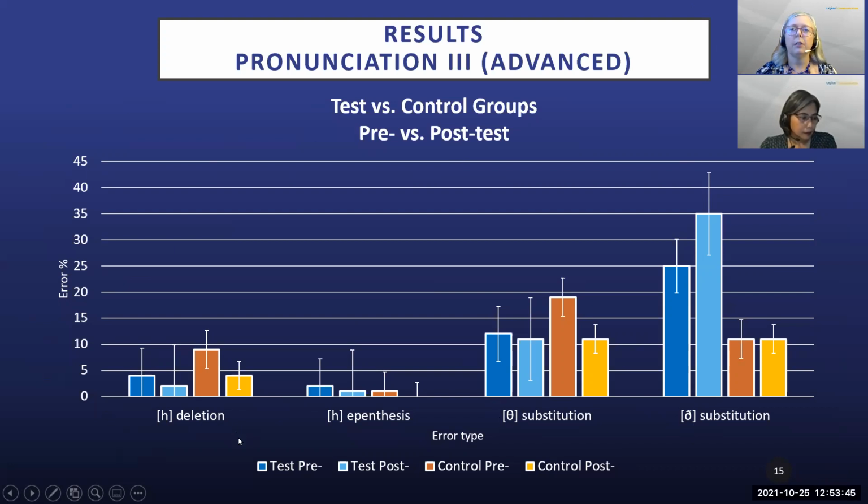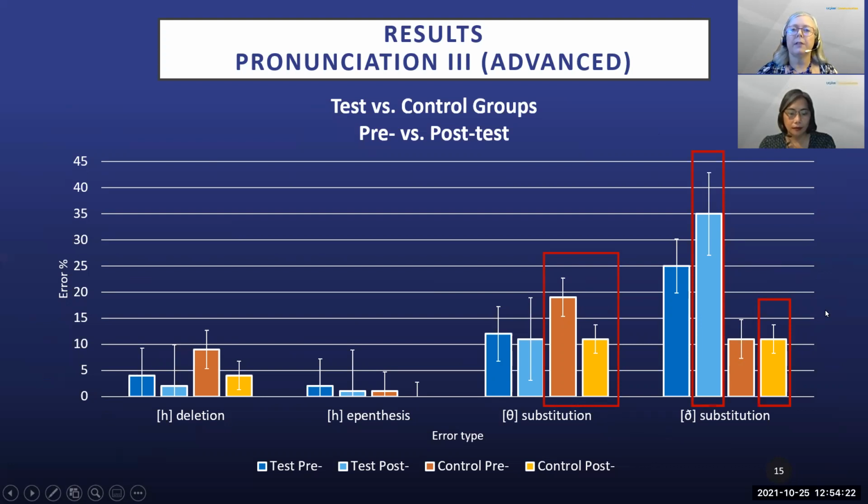For H deletion and theta substitution, the control group was weaker than the test group in pre-test, as you can see here, but made considerable improvement in post-test, significantly so for theta. So you can see the difference here. For ETH substitution, the control group remained the same in post-test, while the test group actually had more errors in post-test. So this led to a significant difference in post-test between the test group and the control group.